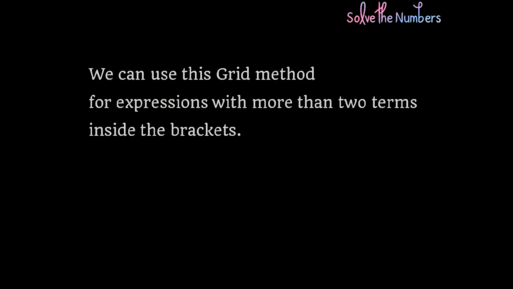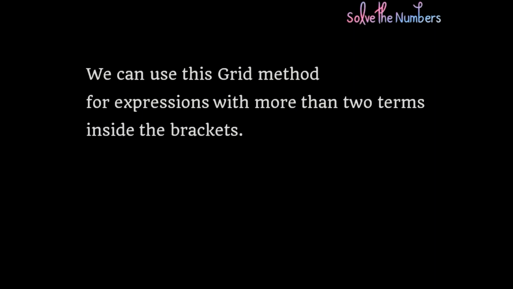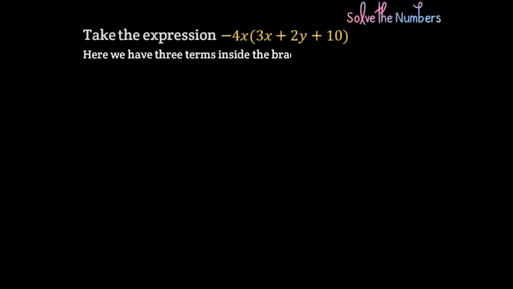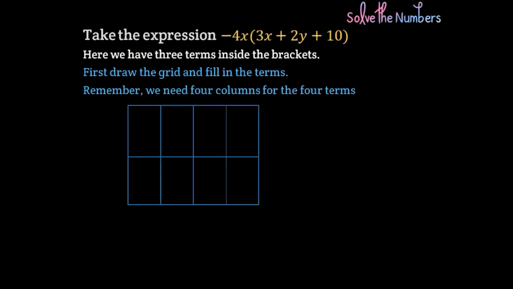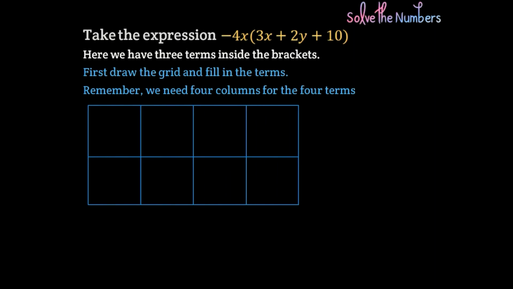We can use this grid method for expressions with more than 2 terms inside the brackets. Let's have a look at an example. Take the expression negative 4x times (3x plus 2y plus 10). Here we have 3 terms inside the brackets. First, draw the grid and fill in the terms. Remember, we need 4 columns for the 4 terms. So here we have our grid with 4 columns and 2 rows.